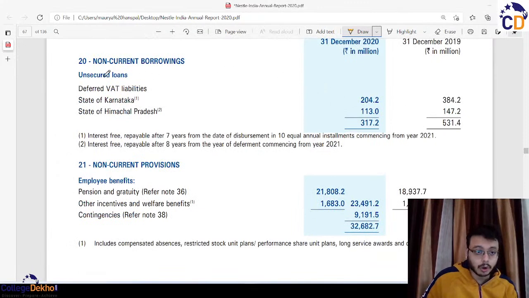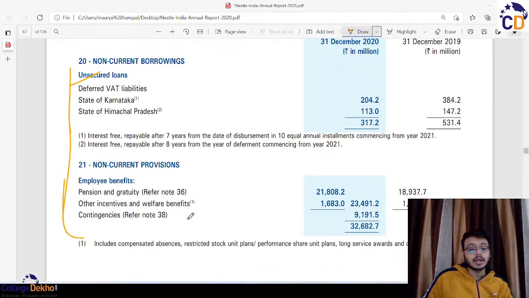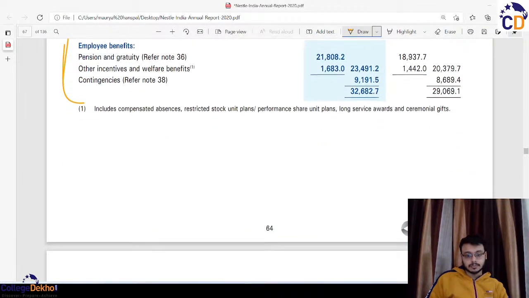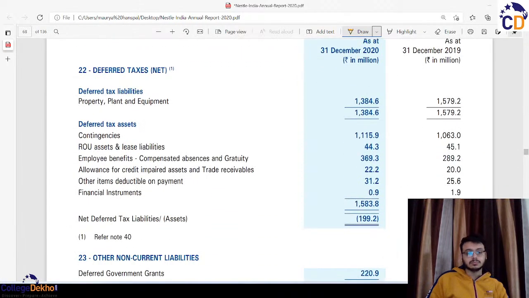The non-current borrowings, unsecured loans, all these things are here. Your non-current provisions. And deferred tax assets, I explained clearly कि deferred tax assets क्या होते हैं and deferred tax liabilities क्या होती हैं. अब यहाँ पे नेट लिया है बेसिकली DTA में से लाइक DTL माइनस कर दिया, ठीक है.